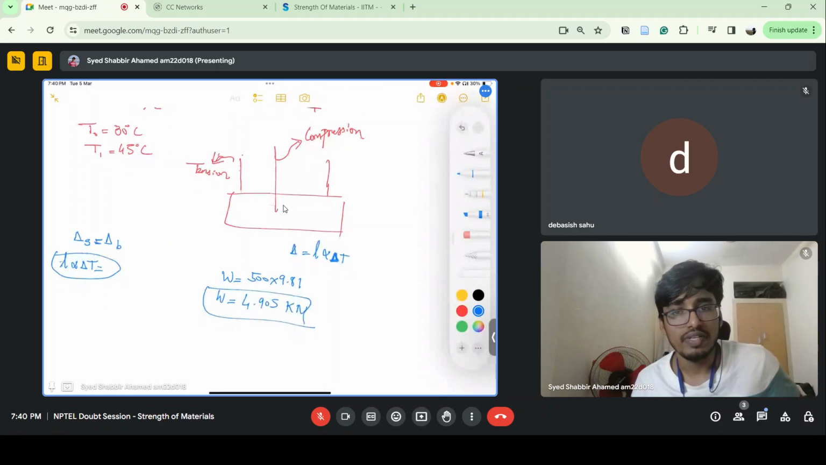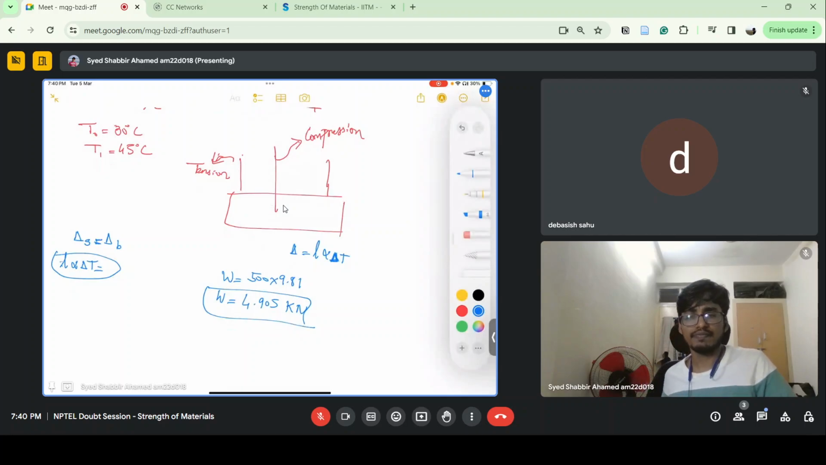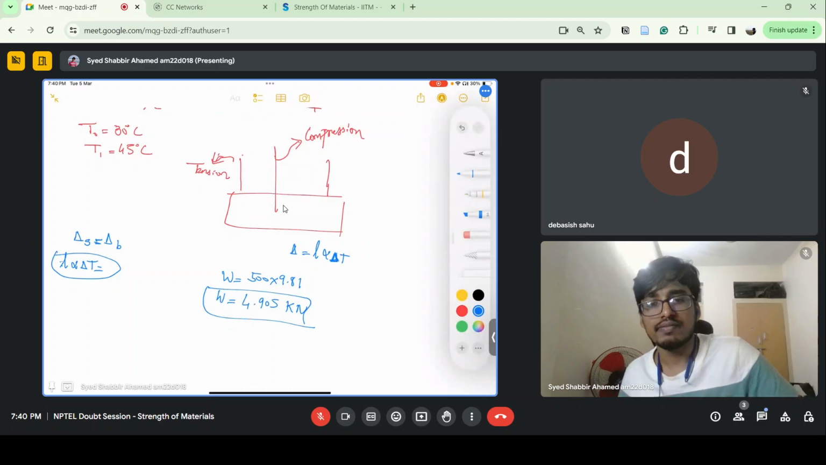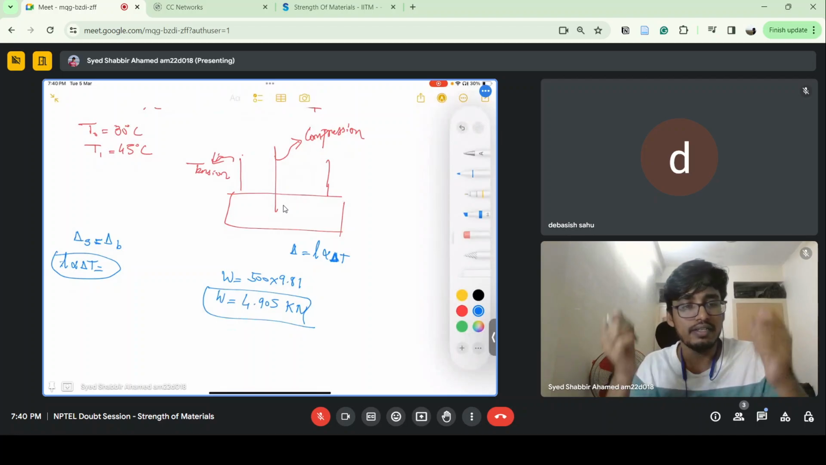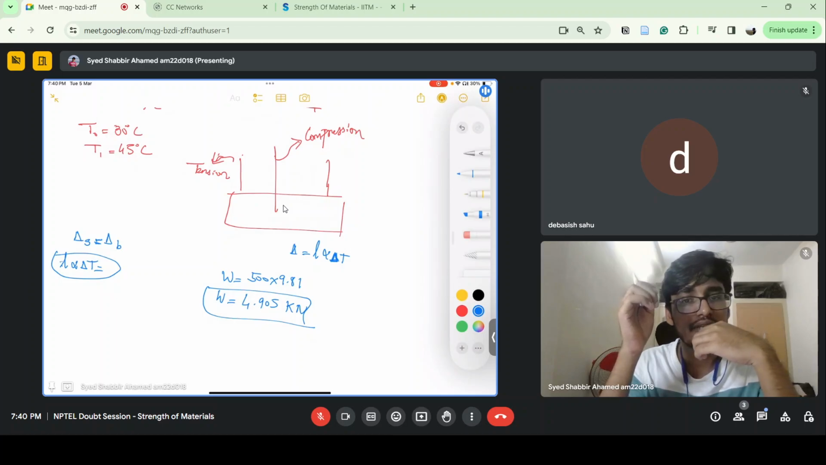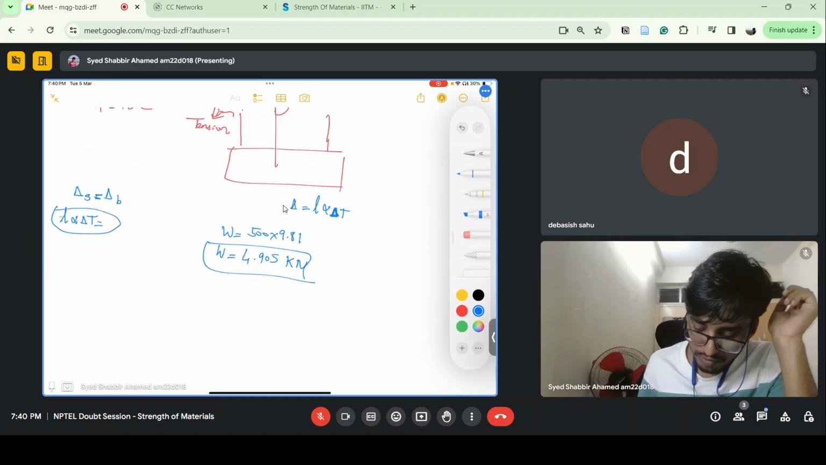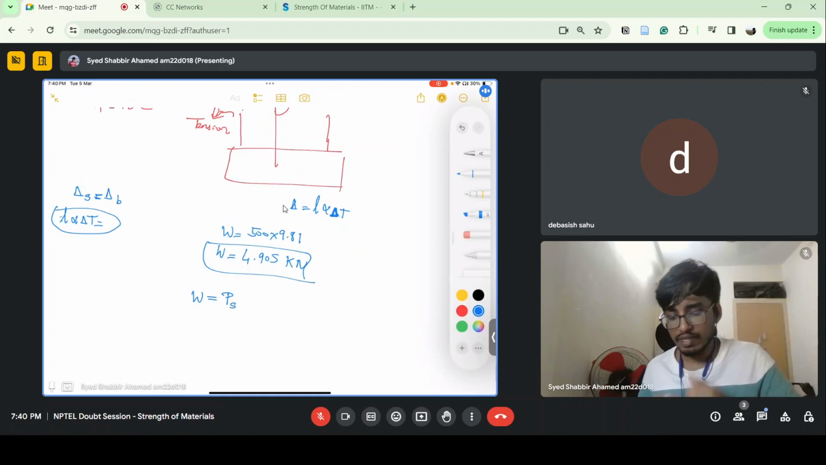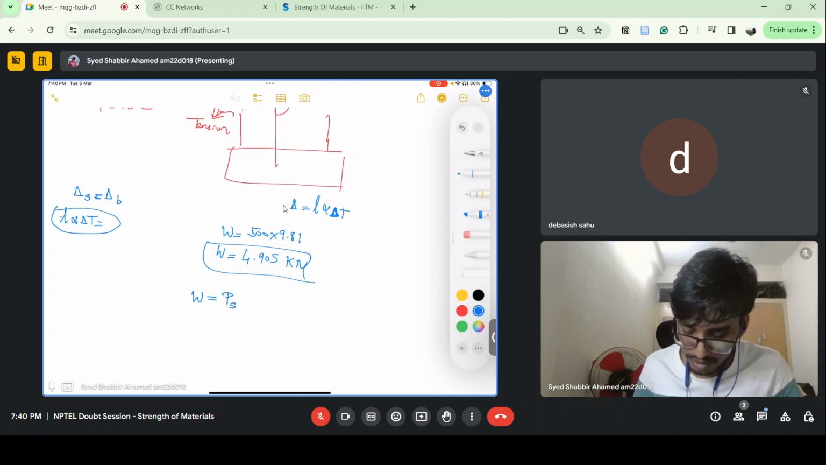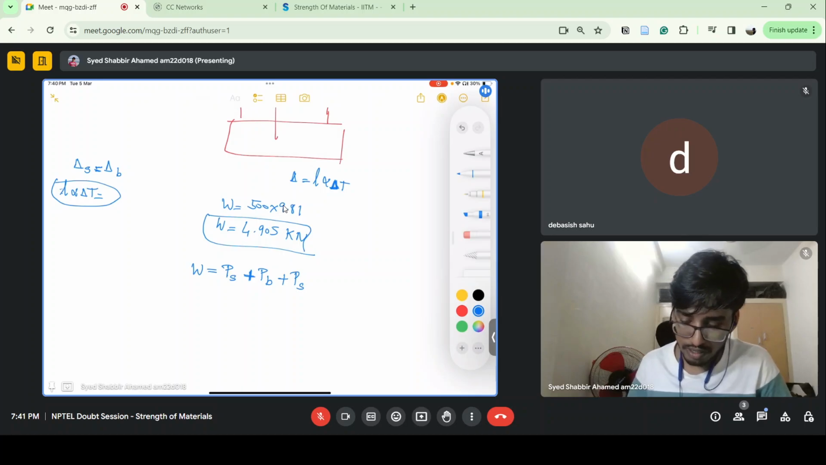This weight should be equal to the loads which are carried by the three different rods. So weight is equal to the load in the first rod plus the bronze rod, and then again the steel rod. This should be equal to this.